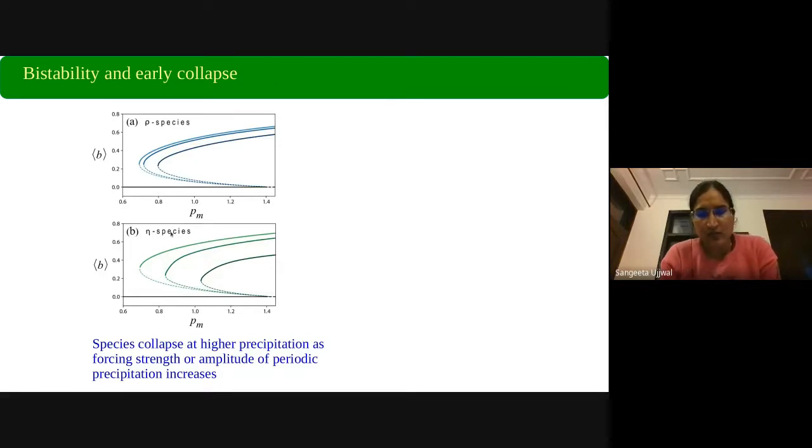So what we can conclude here is that the presence of oscillatory modes makes the species less resilient, because it leads to oscillations which are very high in amplitude, and hence they can collapse early at a much higher precipitation value.